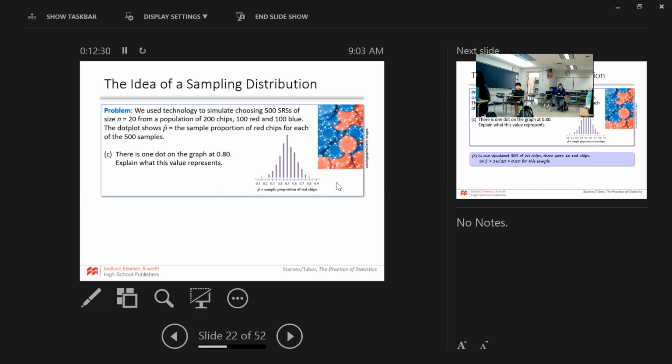You good? That would be a simulation if there really were 100 red and 100 blue in it. There's one dot on the graph at 8/10, one way over here. What does that mean? It means one time in the sample, one sample had 16 red and 4 blue. One time, out of 500.